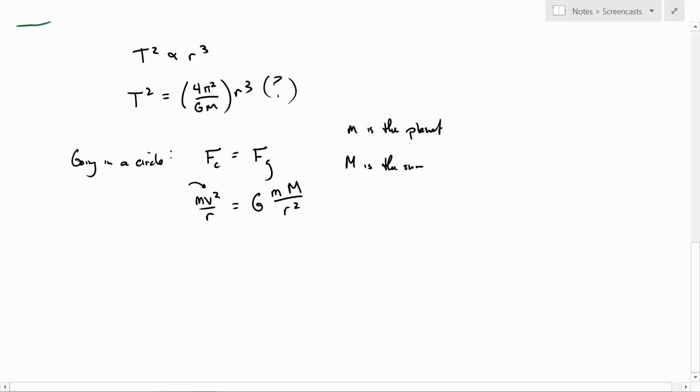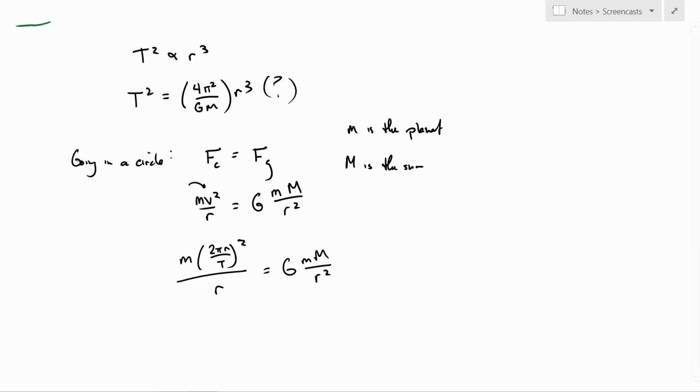So this v isn't yet related to a period. So let's think about this. I could rephrase this instead as m (2 pi r over T) squared over r equals G M m over r squared. Right? Because my velocity is going to be the circumference divided by the period.